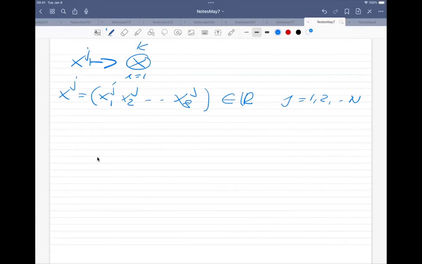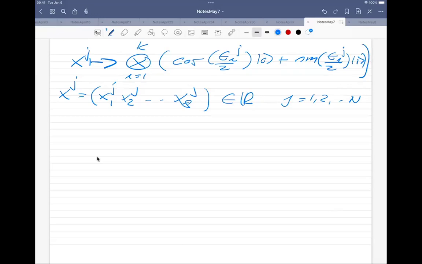This is now given in terms of a cosine, and then we have these angles theta ij divided by 2, acting on 0, plus i times the sine of theta ij over 2, acting on 1. So this is a way by which we could now encode the information.